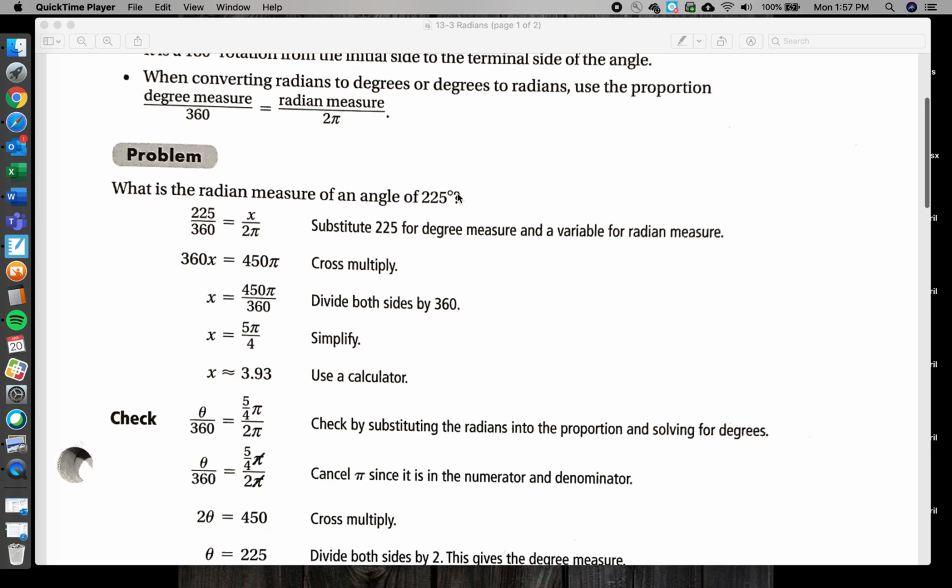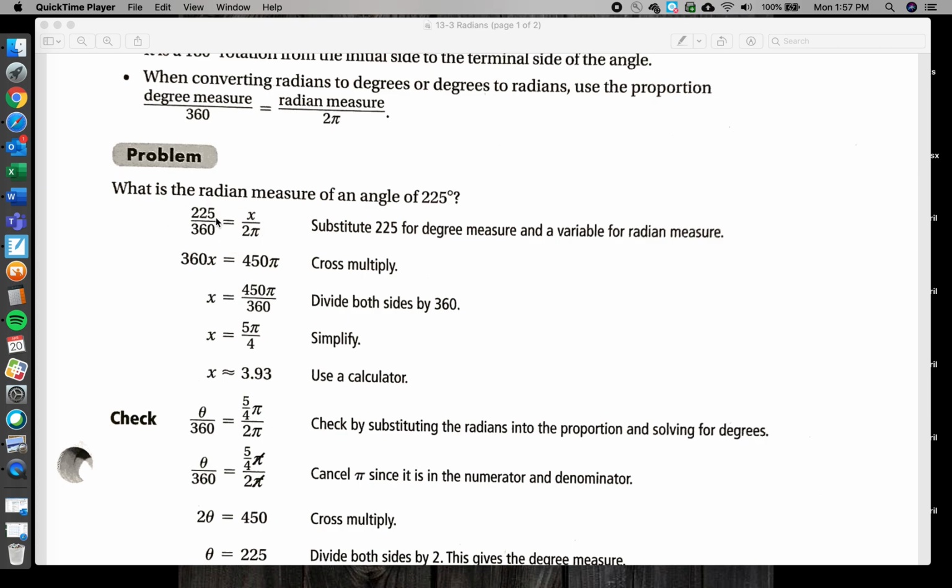But the idea of a radian, if we take a look, they ask you what's the radian measure of a 225-degree angle. So we're just using our proportion to convert it. If you think about converting inches into feet or centimeters or yards, that's all this is too: you're converting degrees into radians. And you're just using a proportion.